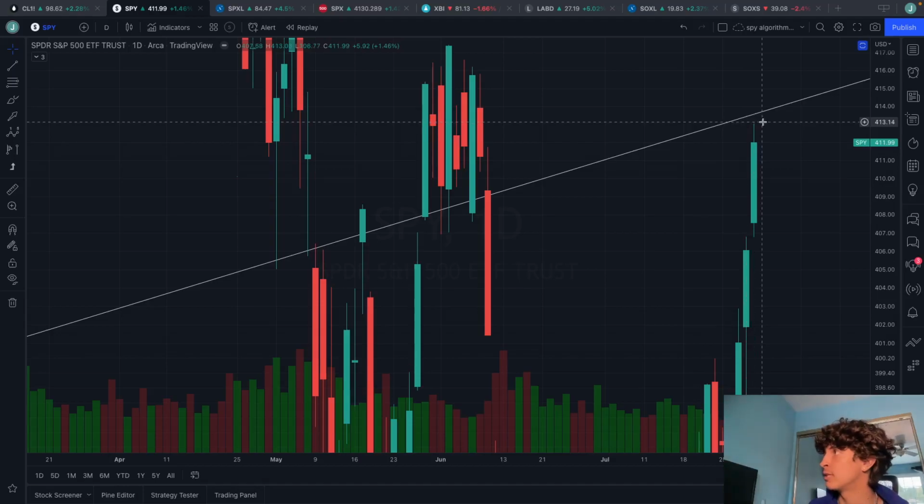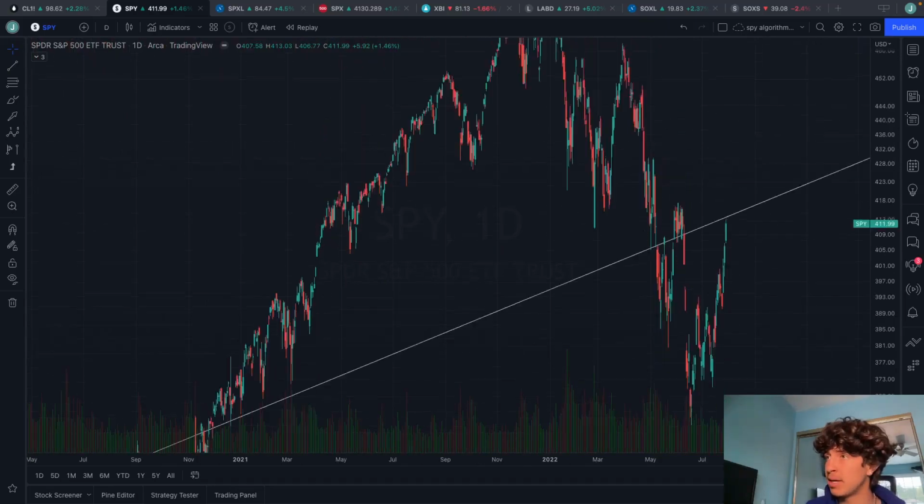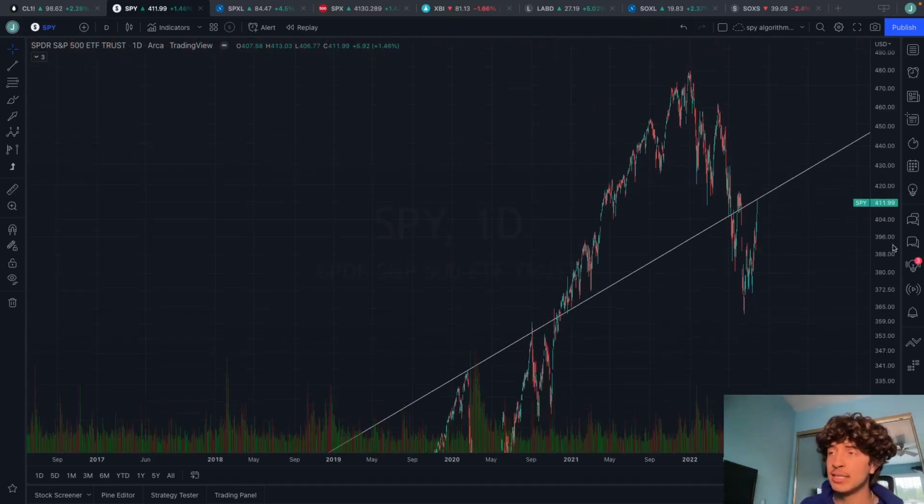So something to be paying attention to. It topped out at 413, and this is at 413.50. It's a big, significant trend line.